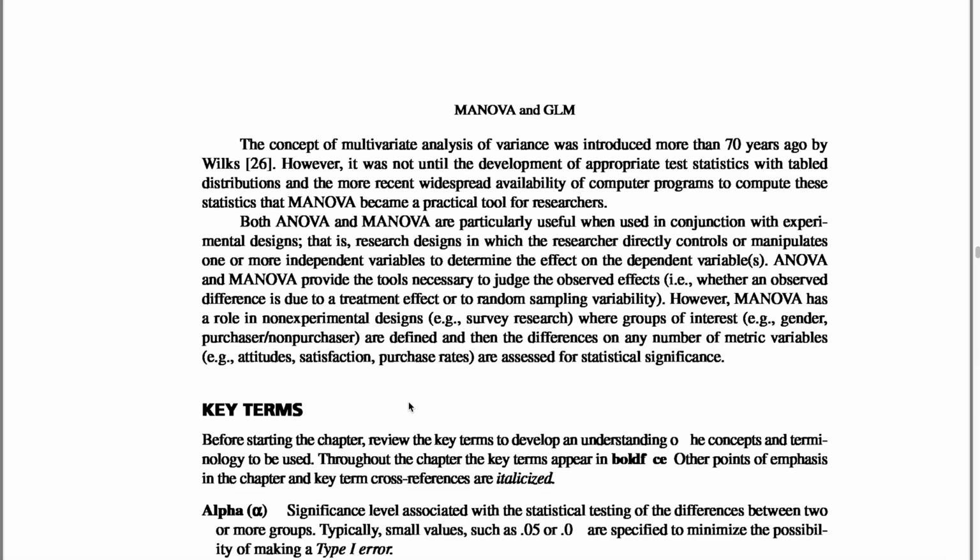Both ANOVA and MANOVA are particularly useful when used in conjunction with experimental design, that is, research design in which the researcher directly controls or manipulates one or more independent variables to determine the effect on the dependent variable. ANOVA and MANOVA provide the tools necessary to judge the observed effect, that is, whether an observed difference is due to a treatment effect or to random sampling variability.